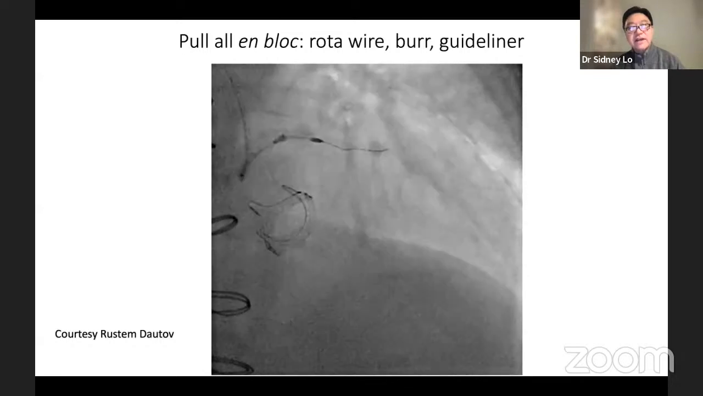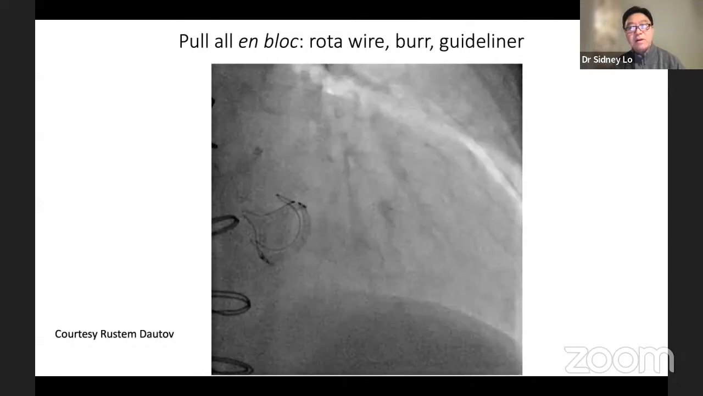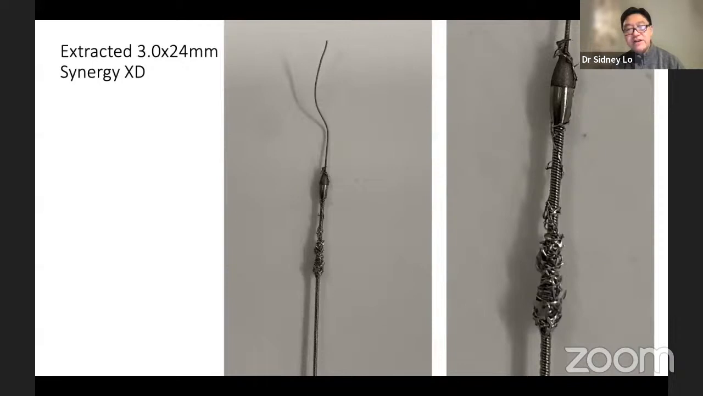He's a guide extension going in now and pulling it on block. And he had actually retrieved the stent completely from the lesion.